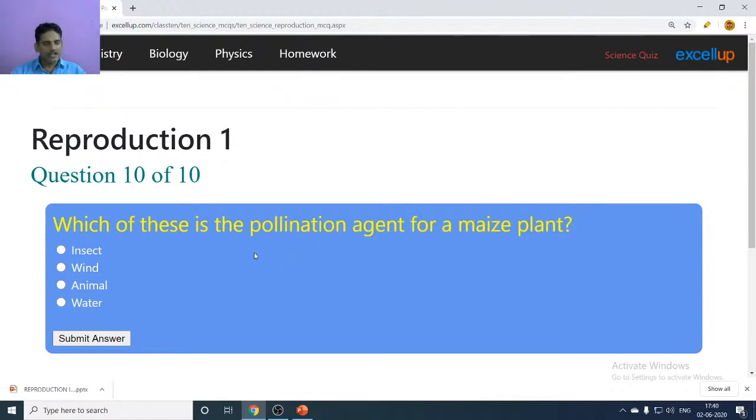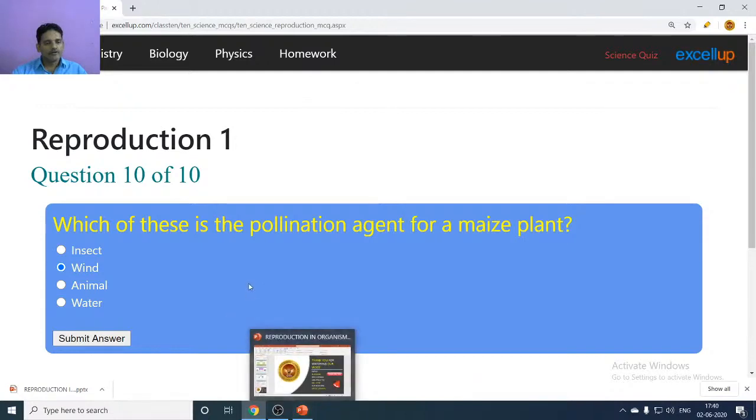Pollination, anemophily. Here directly the options are given: insect, wind, animal, water, or sometimes hydrophily, anemophily, zoophily, like that it will be given. So here it's a grass family. The pollination takes place by wind. B is the correct answer. Very good.